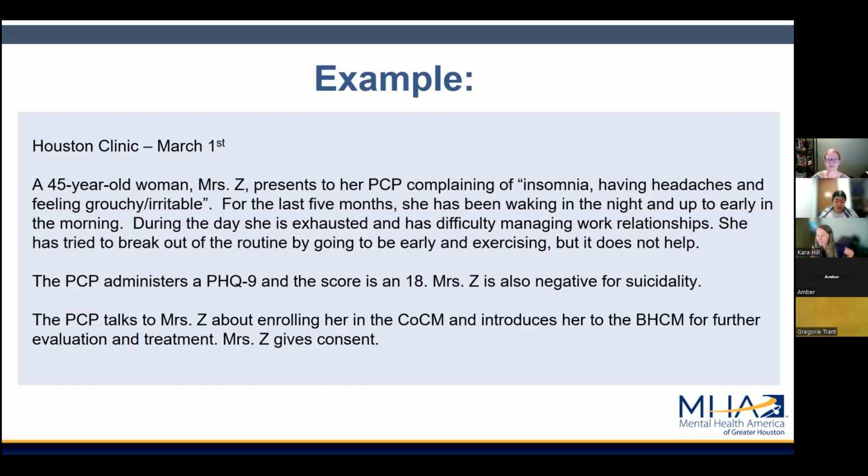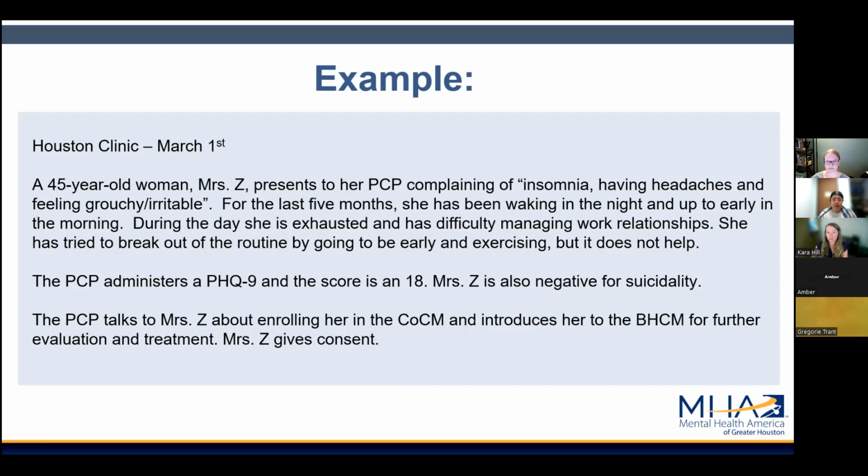The PCP administers the PHQ-9 and it is an 18. She is negative for suicidality. So they did a suicidality test on her. The PCP talks to Ms. Z about enrolling her in CoCM to introduce her to the behavioral health care manager. And Ms. Z gives consent.